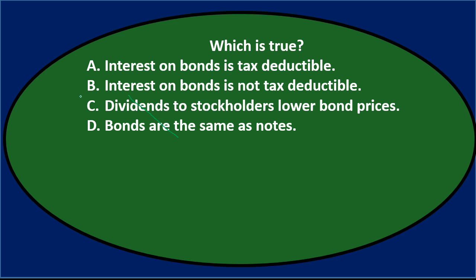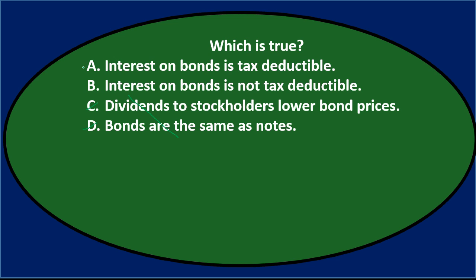But if we look at C and D, we're going to say, okay, C, dividends to stockholders lower the bond prices. So dividends don't have anything to do with bond prices. Or D says bonds are the same as notes. And that's not true. Bonds are not the same as notes. So we're left with A and B.